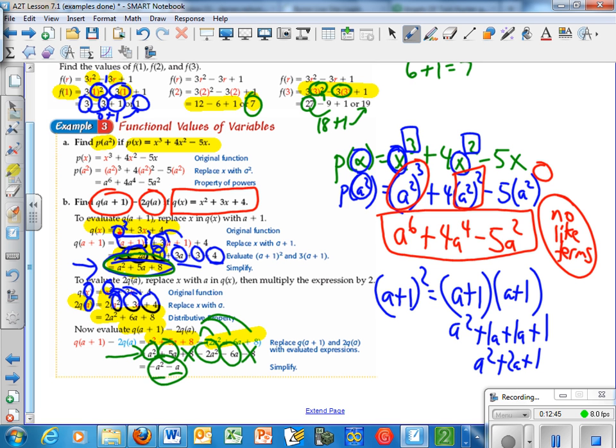So that whole thing, taking q of a plus 1 and subtracting off 2 times q of a, simplifies down to negative a squared minus a. Okay, a lot of algebraic steps involved there.